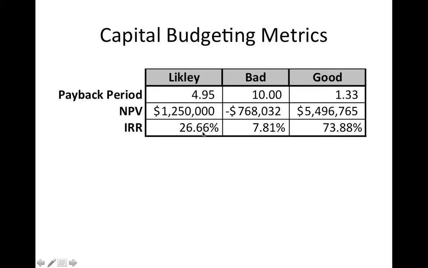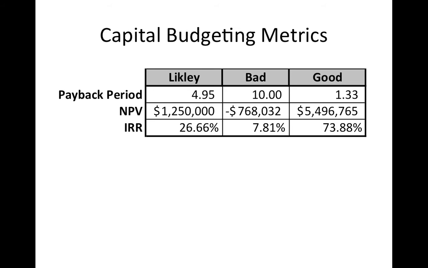Internal rate of return, what you're doing is looking at that return and comparing it to your weighted average cost of capital. Remember, our weighted average cost of capital is 14.95%. So under the likely scenario, we're getting well above that, 26.66%. Pretty good return. We would be happy with that. Obviously, in the good scenario, we really blow it away percentage-wise. Clearly, in the bad scenario, we would reject this.